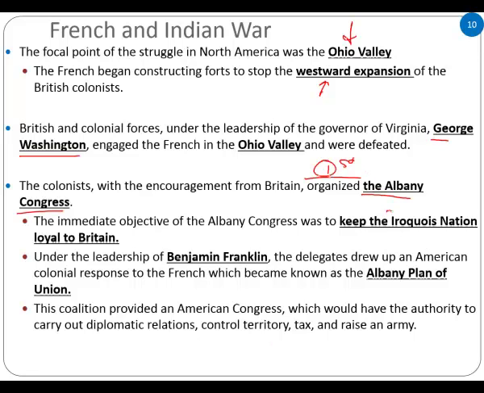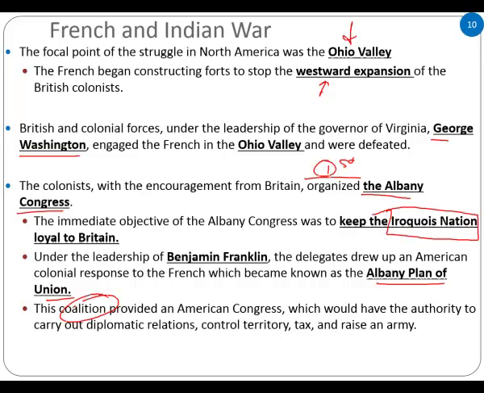Why do we want to keep this specific tribe loyal to Britain? Aren't they the biggest tribe? They are the creme de la creme of military might among Native Americans along the eastern seaboard and in the Ohio River Valley. This would be the group you want on board. Under the leadership of Ben Franklin, delegates drew up an American colonial response to the French, known as the Albany Plan of Union. Now, within this, a coalition government, which means what? It's probably two things working together. Multiple factions working together. Yeah. There's a common goal, that of keeping the French out, keeping the Iroquois in.